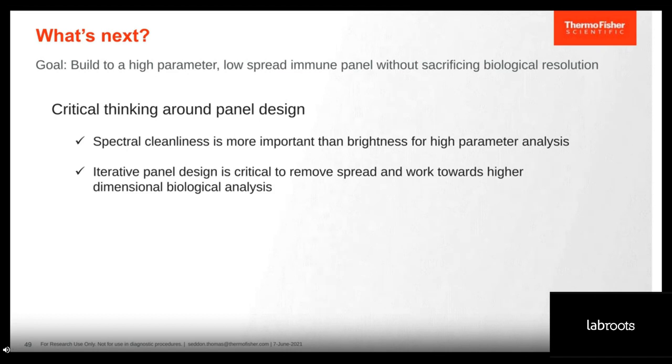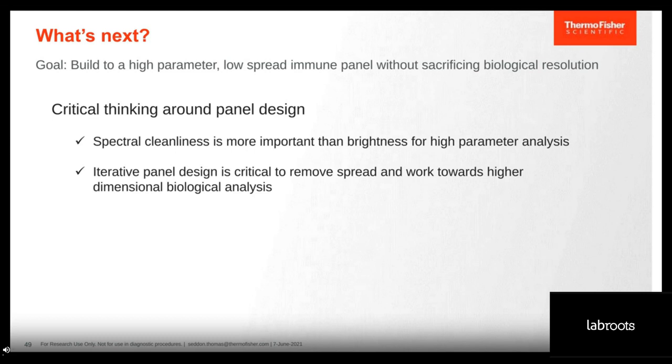And so really thinking about, have I built the best possible panel, or are there places where I really need to look closer at spread and improve what I'm able to resolve biologically? I would say building any of these panels is a process of really thinking critically about matching the antigen with, again, the brightness that you need. So not using more brightness than you need, which can increase spread in other areas of the panel.